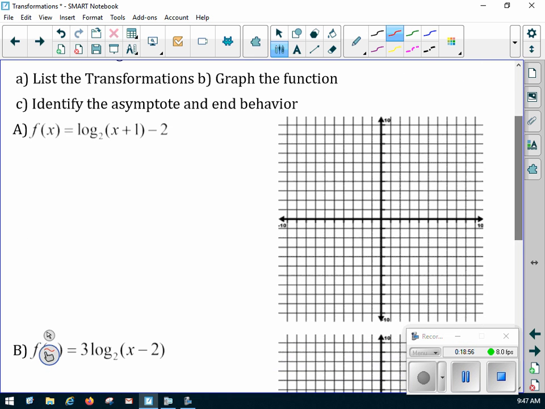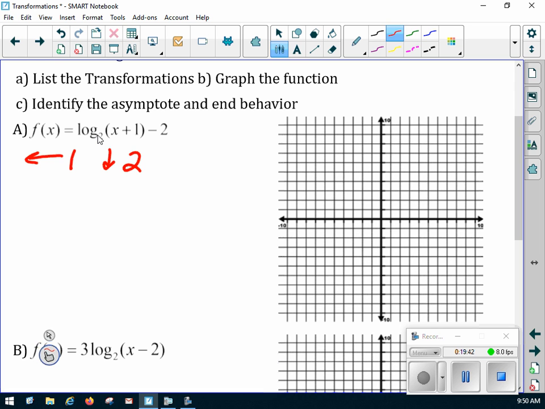Now, on your first one, you just put A and then write f of x equals log base 2 of (x plus 1) minus 2. Now I want you to take a look at this and decide first, Gavin, come back to your place, please. What are the transformations in this equation? Left one, down 2. Left one, down 2.